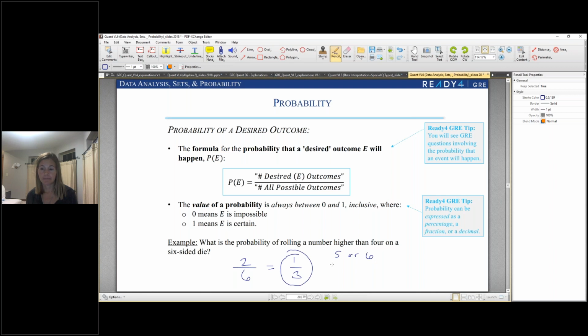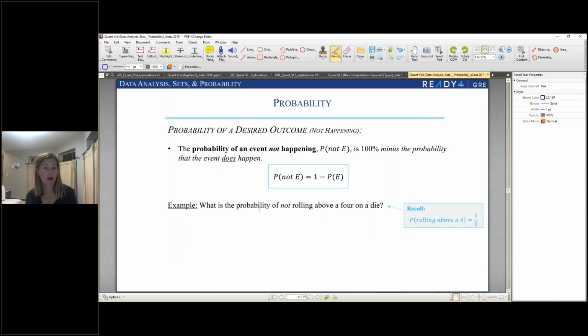That's the probability. You can also think about the probability of something not happening. What is the probability of not rolling above a 4 on a die? Well, there's a couple ways you can do it. Of course, you could just say a 1, a 2, a 3, or a 4 would all be acceptable outcomes. So if we have 6 total and 4 desired, that means we've got 2 out of 3 as your probability of not rolling above a 4 on a die.